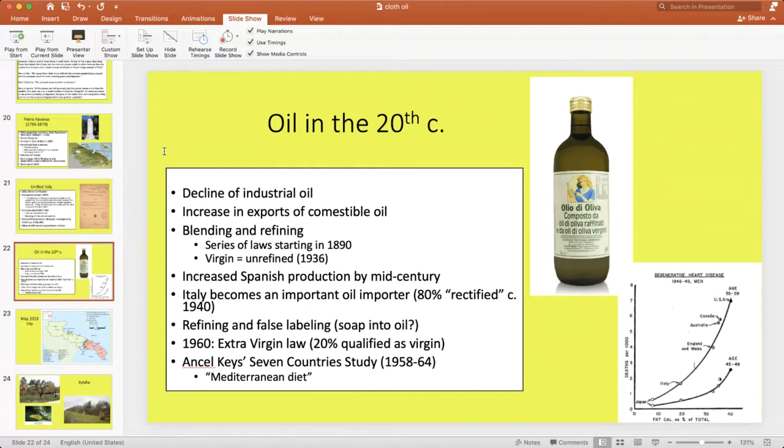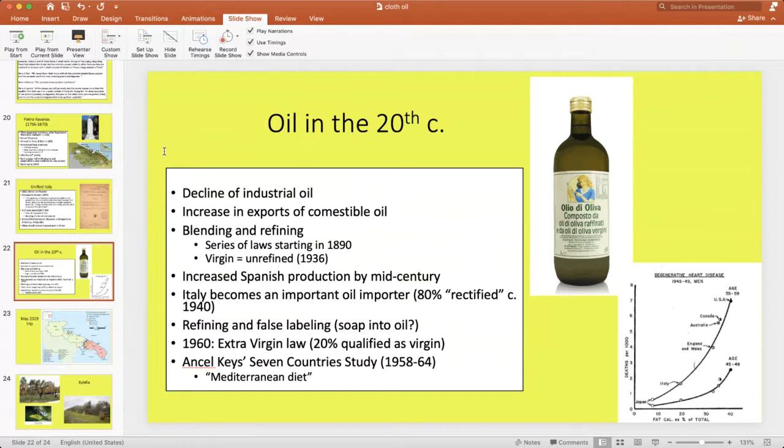Other big developments in the 20th century: I mentioned already the increase of Spanish production, so that in fact Spanish production will overtake Italian production in the middle of the 20th century, which is ironic because of course Spain was one of the major suppliers of oil to ancient Rome. It's sort of like it's gone full circle.